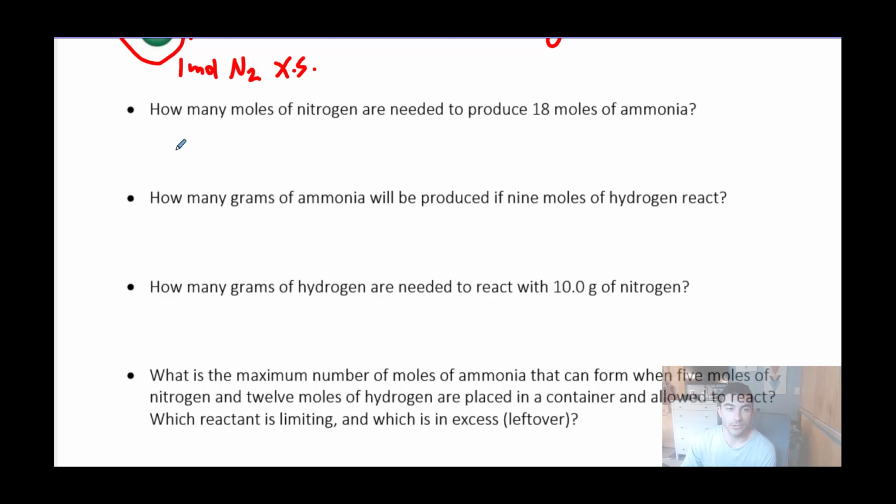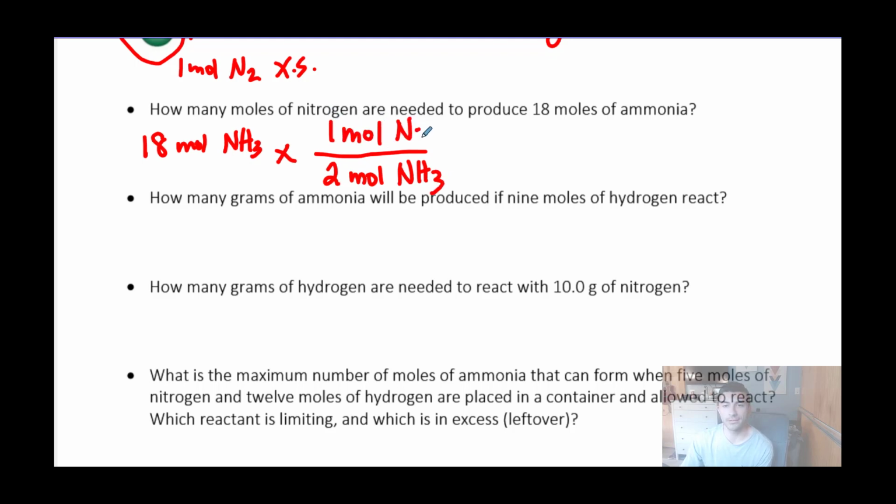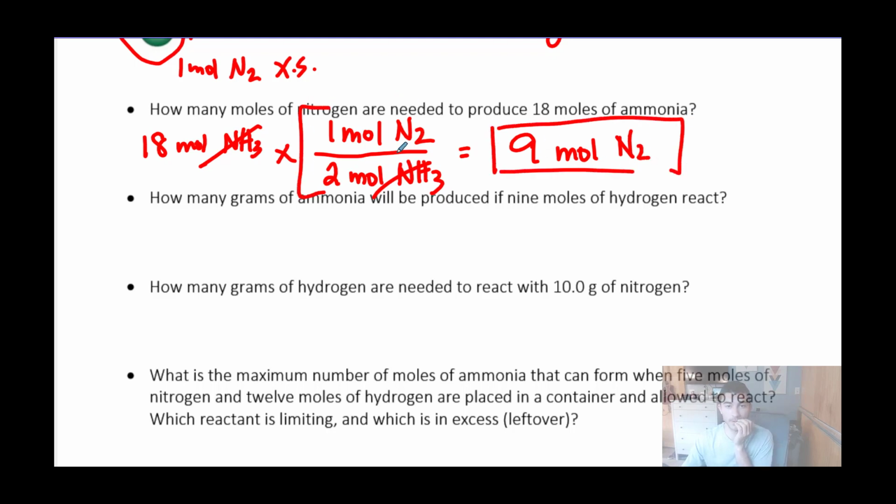The first example here says how many moles of nitrogen are needed to produce 18 moles of ammonia. So dimensional analysis came in handy here. I have 18 moles of ammonia. The reaction tells me that I can produce 2 moles of ammonia every time 1 mole of nitrogen reacts. Moles of ammonia cancel. I do my math, and I'm left with 9 moles of nitrogen. Right, this middle step here being the mole ratio from the equation.